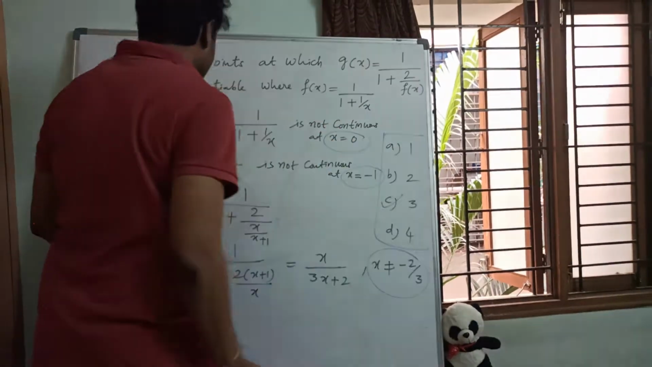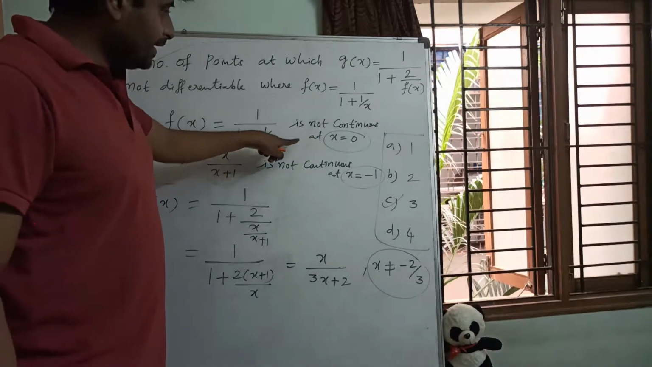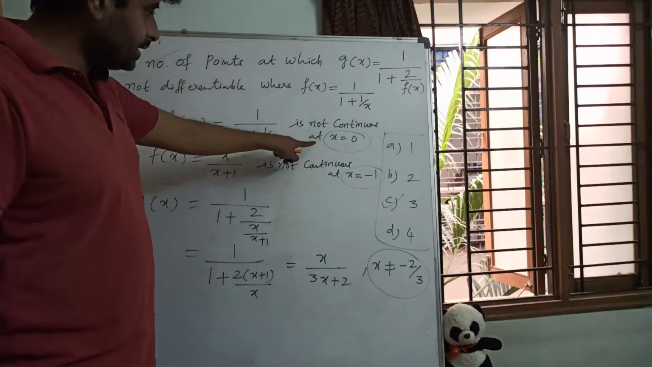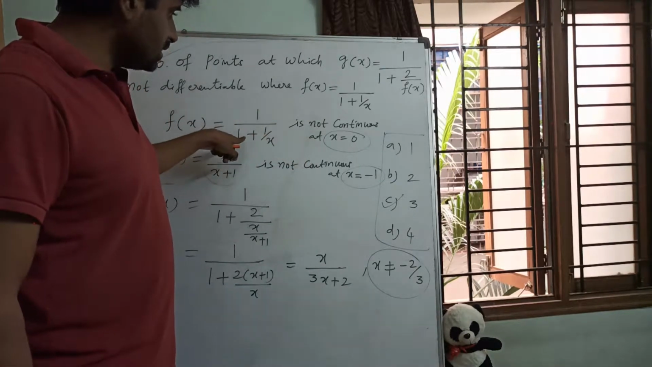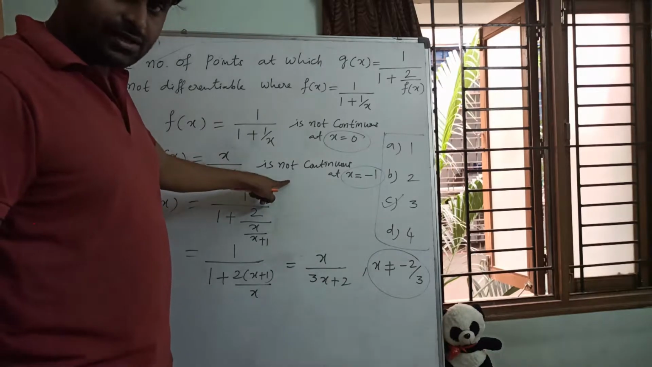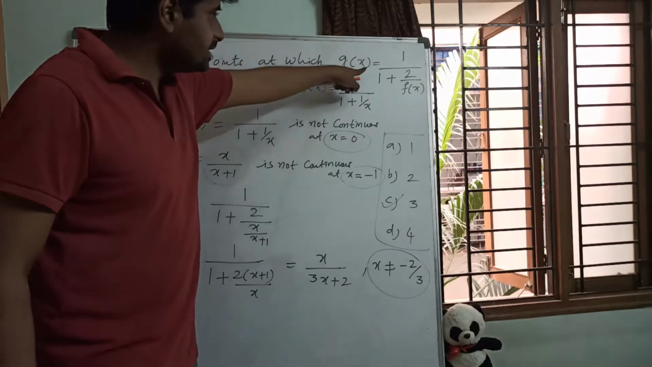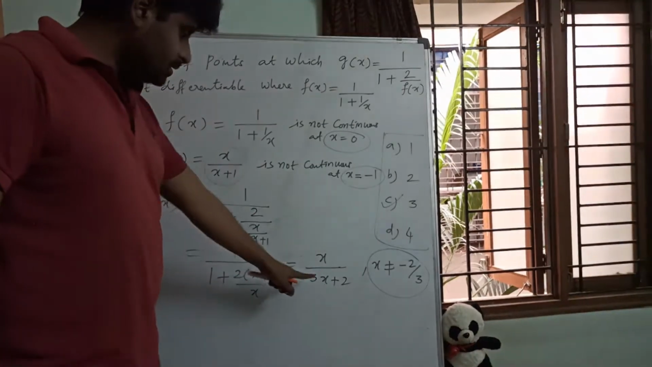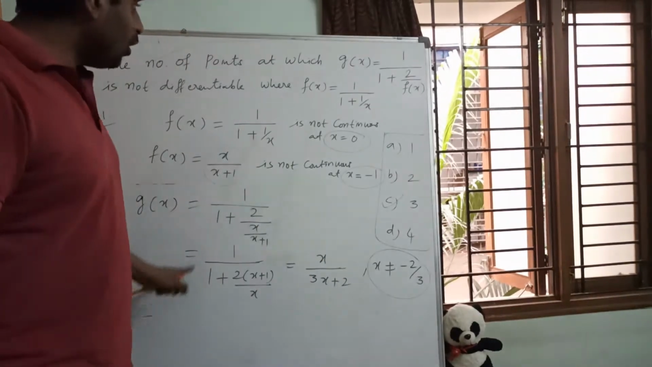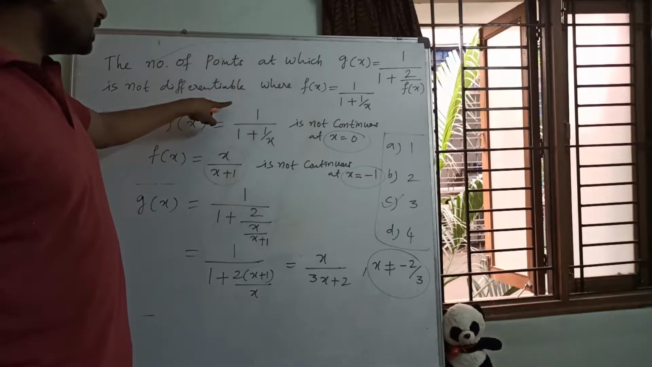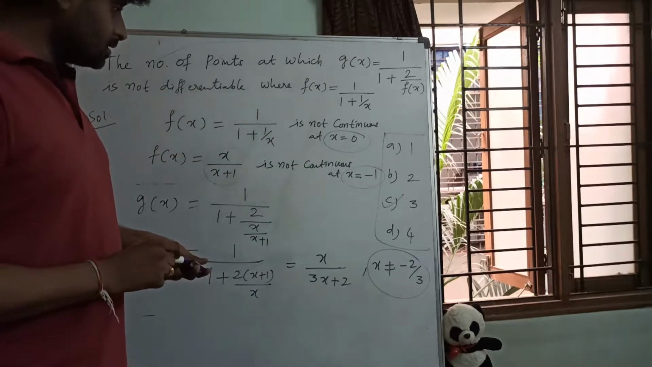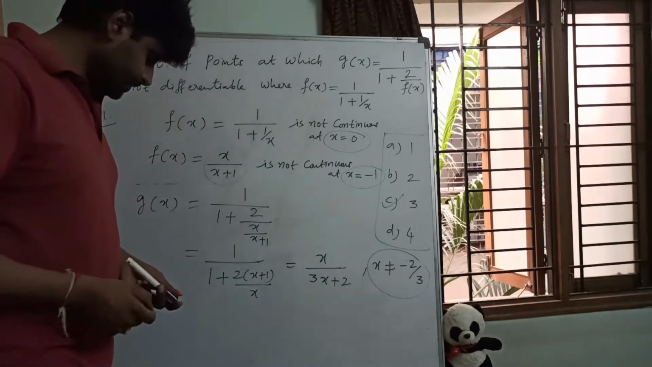Clear? So we have to check at which value of x it is not continuous from the outlook of the function. Initially at x equal 0 it is not continuous. After simplifying, at x equal to minus 1 it is not continuous. After substituting f of x in this g of x, we got one more point of discontinuity. Clear? Total how many points of discontinuity here, or non-differentiable? 3 points. Clear? So hope you have understood. Make a note of it.